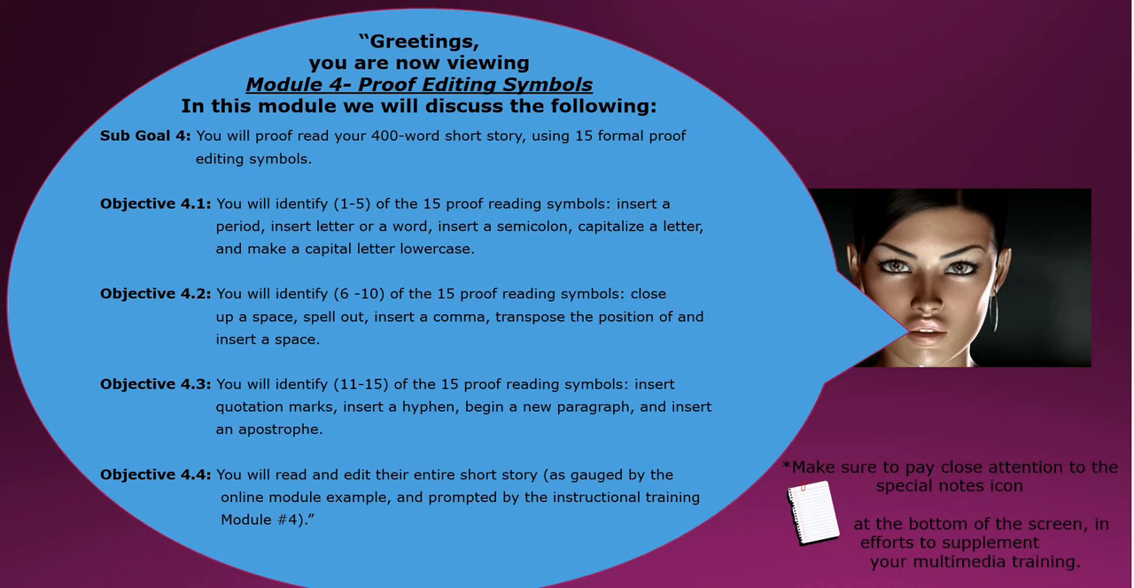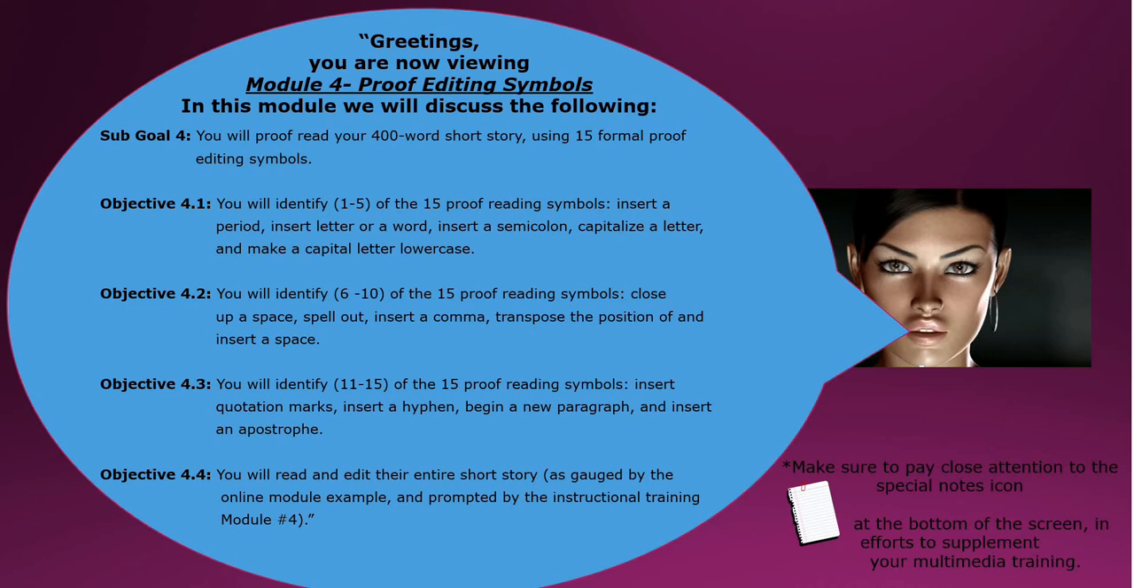Objective 4.1. You will identify 1 through 5 of the 15 proofreading symbols: insert a period, insert letter or word, insert a semicolon, capitalize a letter, and make a capital letter lowercase. Objective 4.2. You will identify 6 through 10 of the 15 proofreading symbols: close up a space, spell out, insert a comma, transpose the position of, and insert a space.